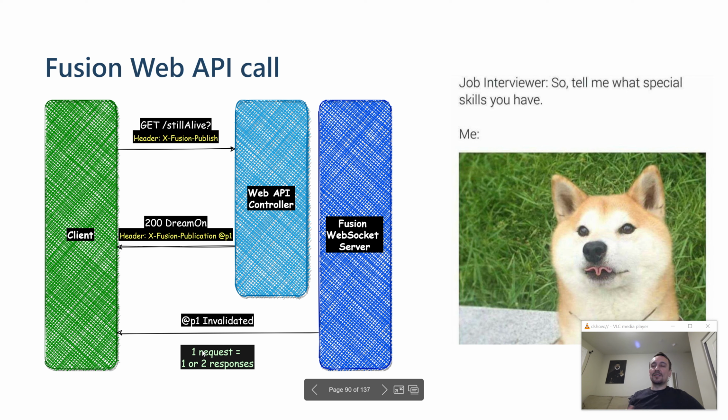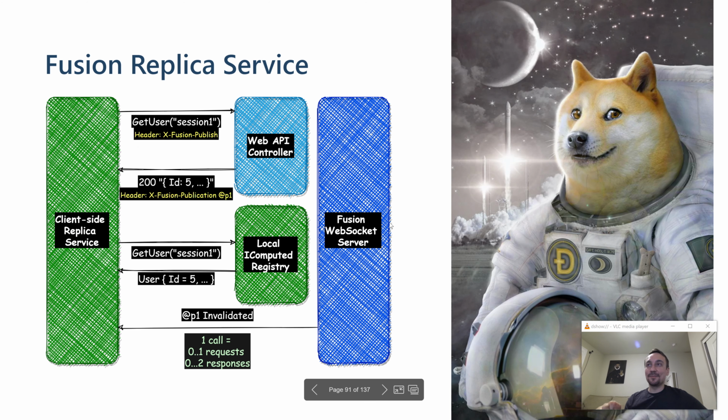Now you see that technically it's not much more: you make one request and get one normal response, and one sort of side channel response potentially in future for the invalidation. The question is why it's even important, right? Why is this stuff useful?